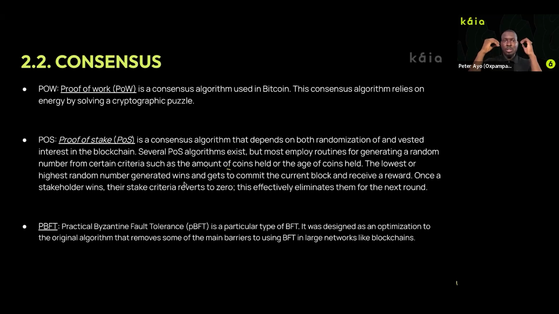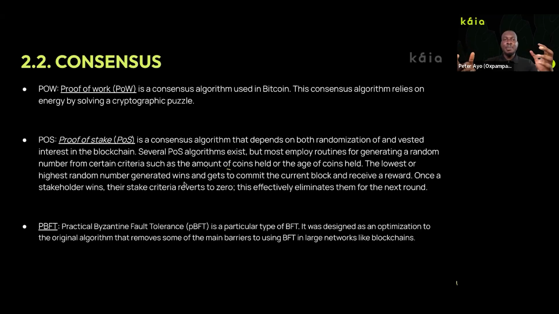Now, to the next one, which is proof of stake. In simple terms, proof of stake is a consensus algorithm where validators are selected randomly based on the amount of value that has been staked in the network.